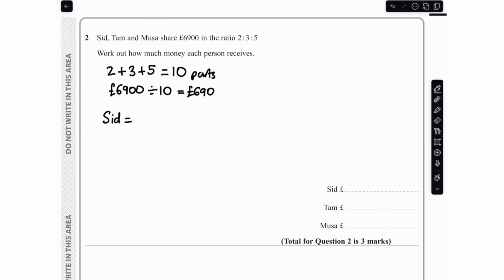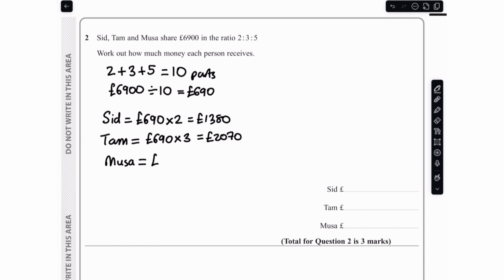So Sim receives £690 multiplied by 2, and that is £1,380. And Tam receives £690 multiplied by 3, and that's going to give you £2,070. And finally, Musa receives £690 multiplied by 5, and that gives you £3,450. So Sim receives £1,380, Tam receives £2,070, and Musa receives £3,450.